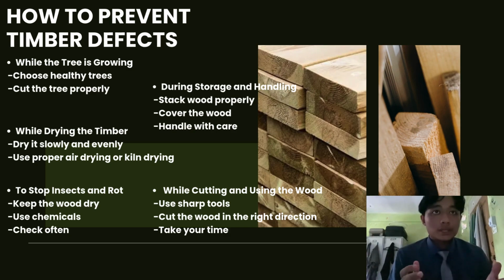Secondly, when drying the timber, also called seasoning, we need to do it slowly and evenly. Drying it too fast, especially under the hot sun, can cause cracks or make the wood bend. It's better to use proper drying and stack the wood with enough space for air to flow through.